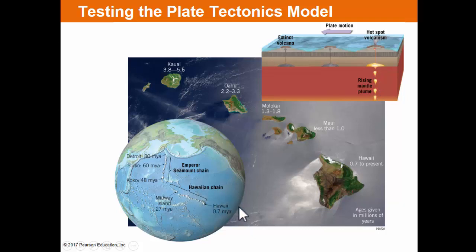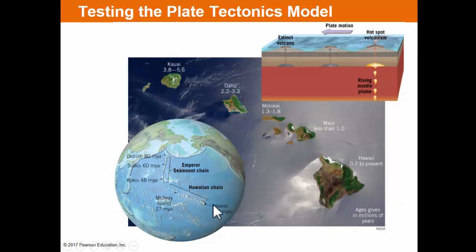So it's remained almost fixed. It's the plate that has moved along it. First the plate was moving north, and then it turned and started to move northwest. Because it was moving north, this island was formed first, then this island, then this island, then this island, and then there was the turn. There's Midway Island, this island, this island. Eventually you get down here to Kauai, and then Oahu, and then Molokai, Maui, and the Big Island.